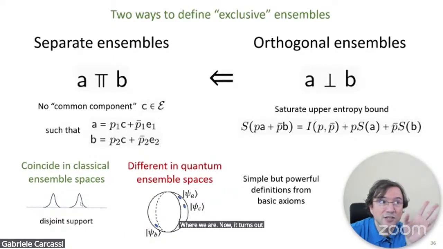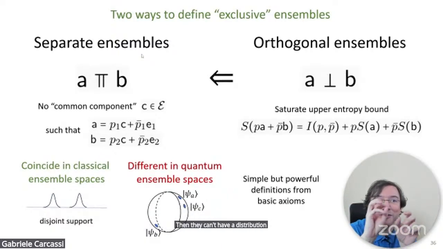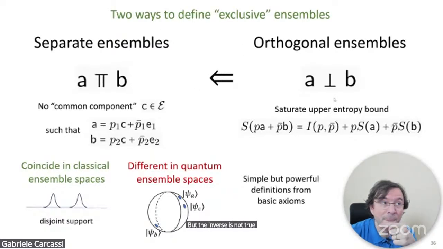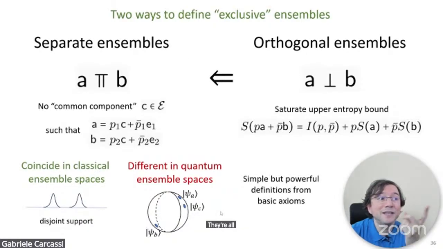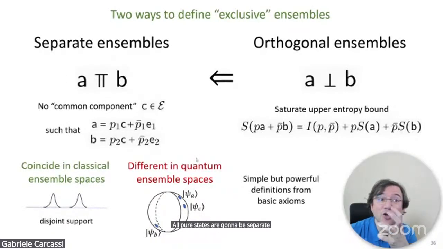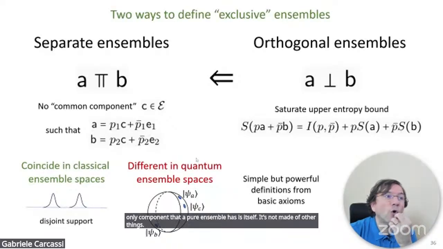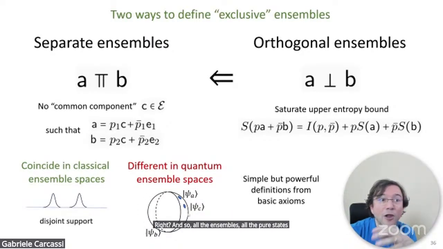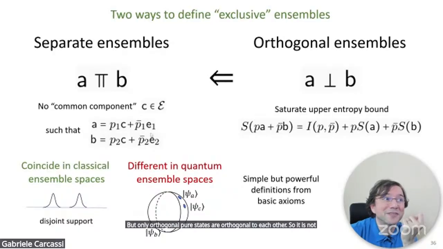Now, it turns out that in general, with the axiom that we have, orthogonality implies separateness. So if 2 things maximally increase the entropy, then they can't have a distribution secretly inside both of them. But the converse is not true. The converse is true if you are in a classical space. In a classical space, if two things are separate, they are also orthogonal. But it is not true in quantum mechanics. For example, all pure states are going to be separate because they don't have components. The only component that a pure ensemble has is itself. It's not made of other things. And so all the pure states that you can have in a Bloch ball are all separate from each other. But only orthogonal pure states are orthogonal to each other. So it is not true that if you're separate, you're orthogonal.